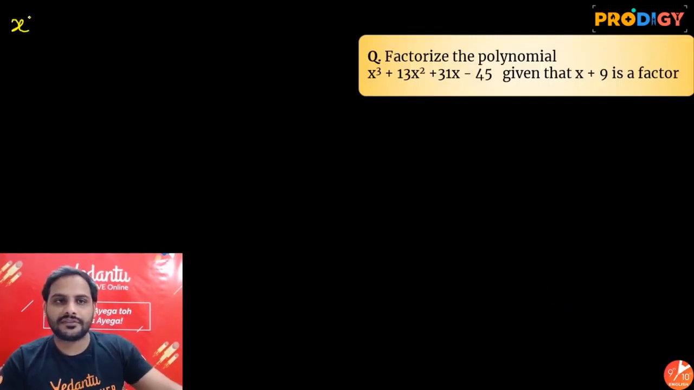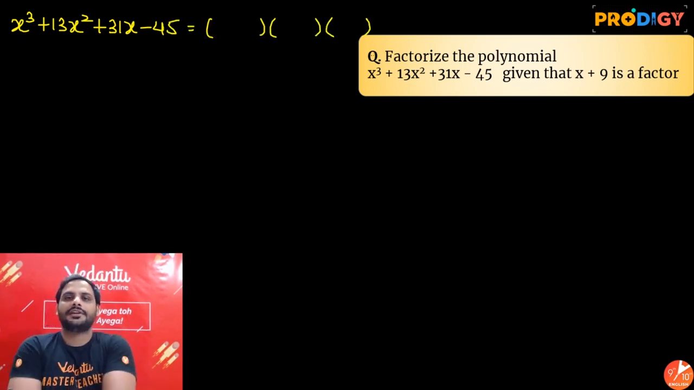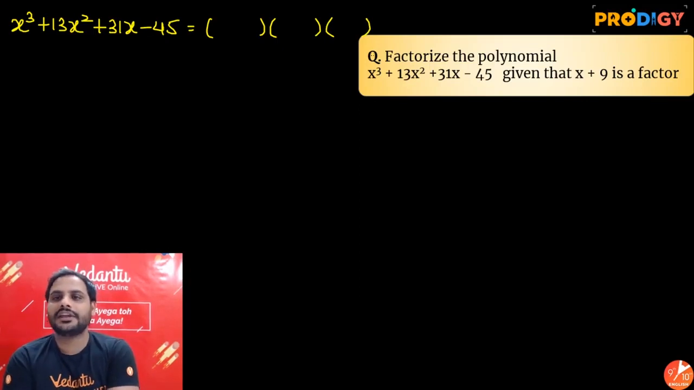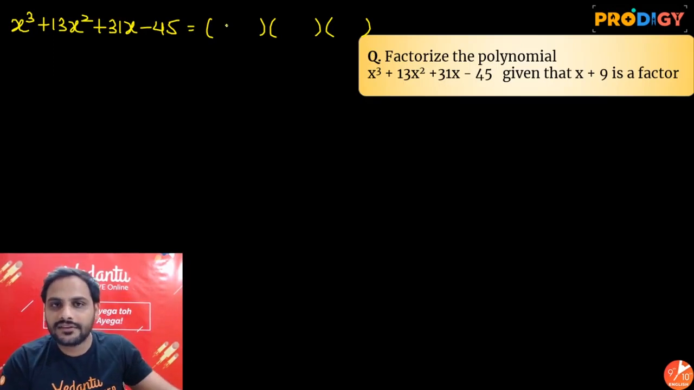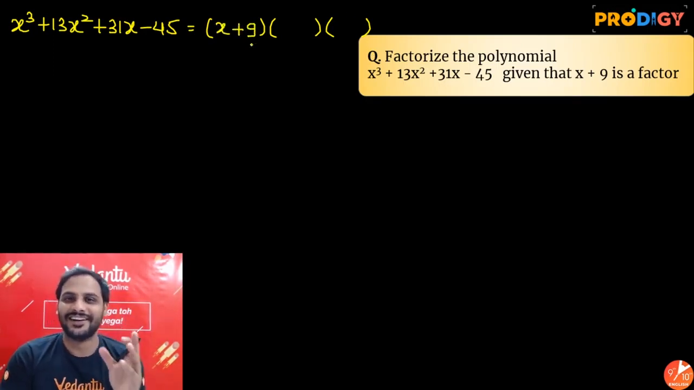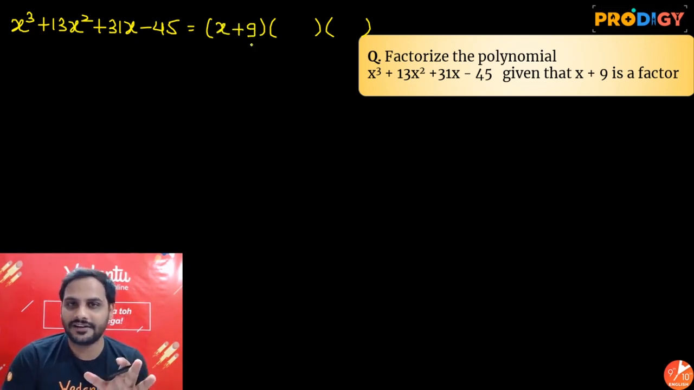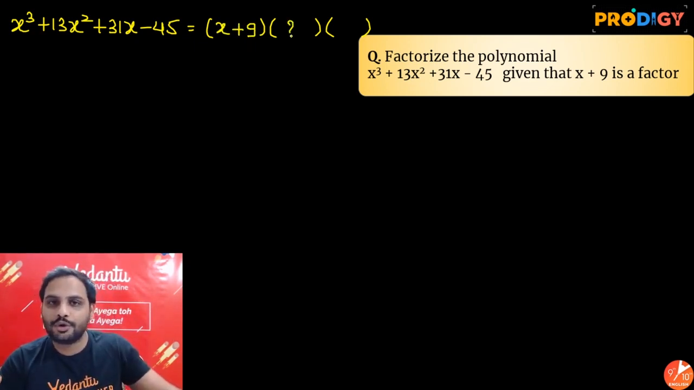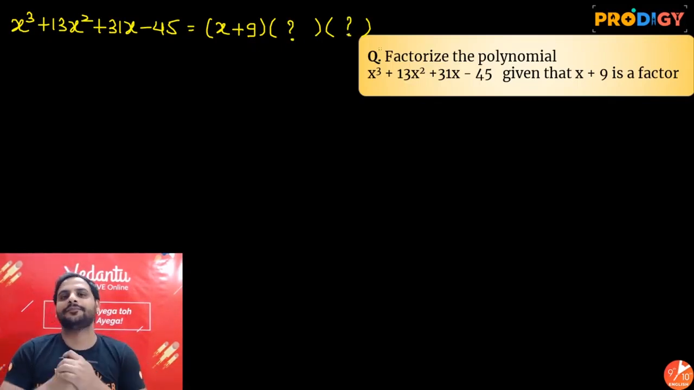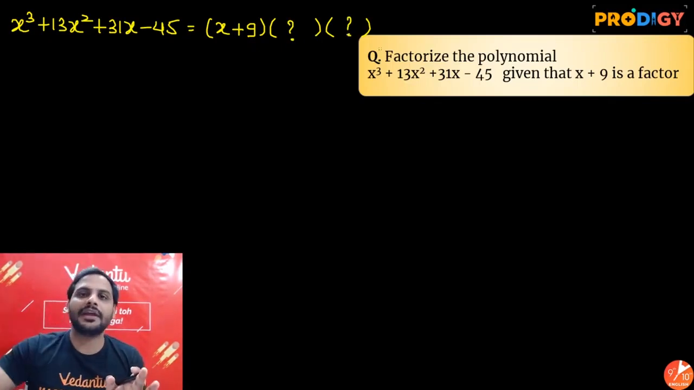Now this is a cubic equation. That means x cube plus 13x square plus 31x minus 45 is made up by multiplication of 3 factors. They are saying factorize this polynomial, given that x plus 9 is one of its factors. So out of these 3 factors, x plus 9 is one of them. I don't know the remaining 2 factors.